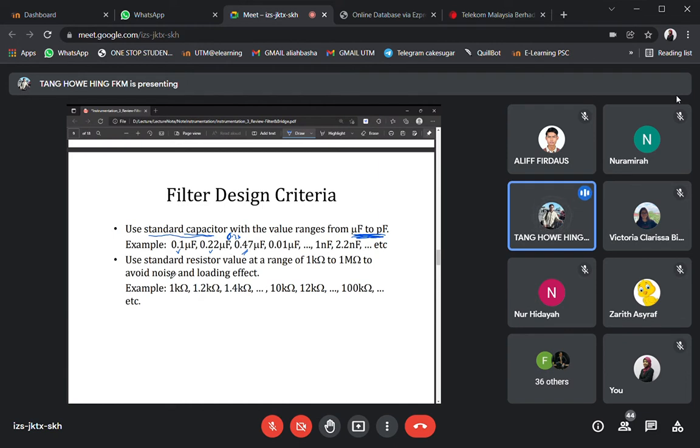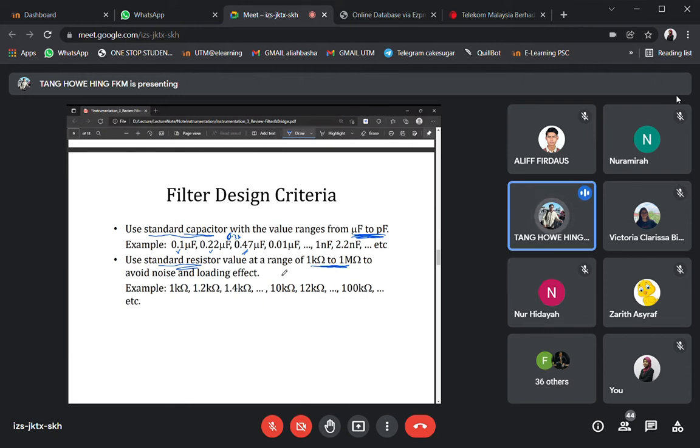Okay, and for the standard resistance, on the other hand, make sure that you use resistors with a resistance from 1 kilo ohm to 1 mega ohm. The main reason why it is 1 kilo ohm to 1 mega ohm is that for any resistor below 1 kilo ohm, the resistance is too low. It's almost like there is no resistance. Okay, I cannot say that there is no resistance. I can only say that the resistance is actually too low.